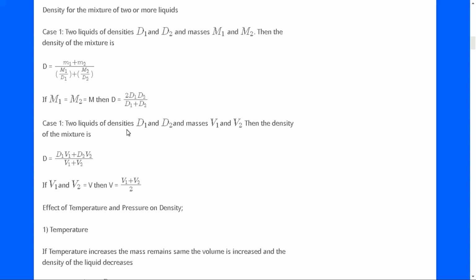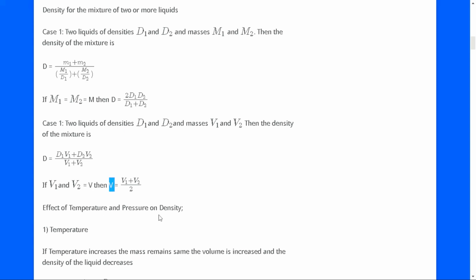Next, the second case: two liquids of densities D1 and D2 and volumes V1 and V2 are mixed. Then the density of the mixture is D is equal to (D1 V1 plus D2 V2) upon (V1 plus V2). What happens if V1 and V2 are equal? Then the final volume will become V1 plus V2 by 2. Sorry, here D is equal to (D1 plus D2) by 2.